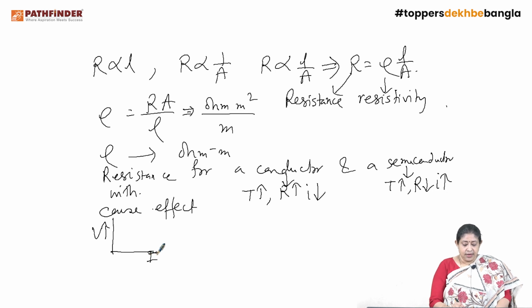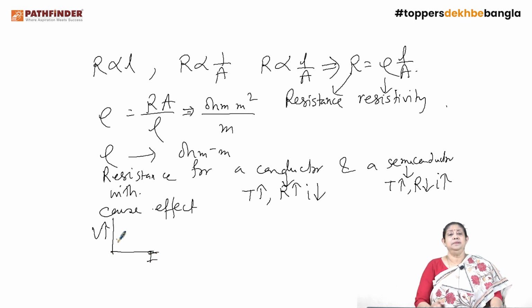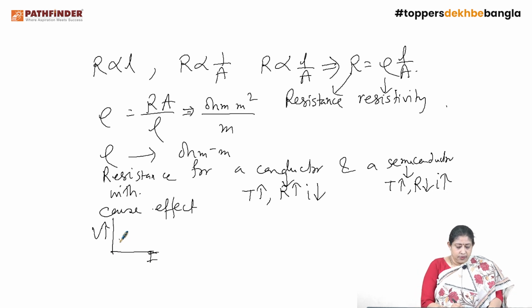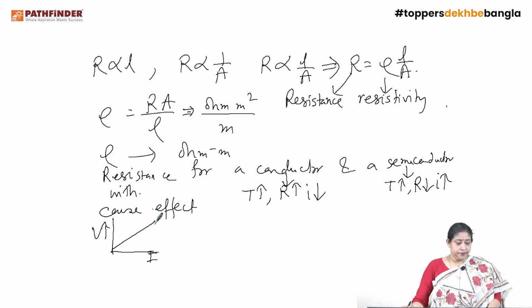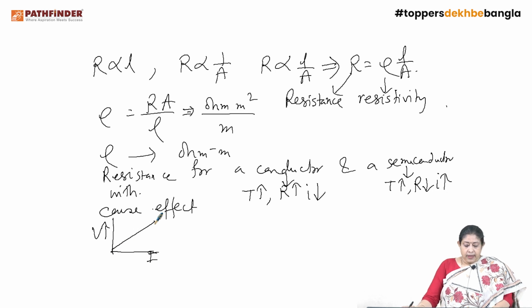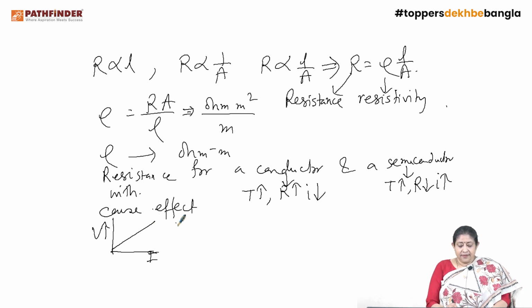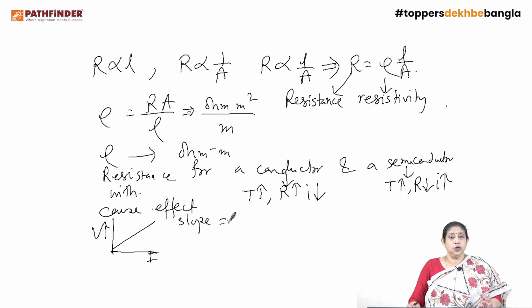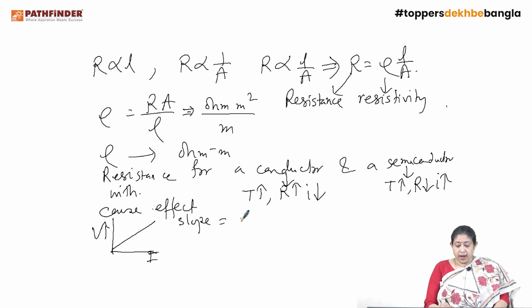As a result, for any ohmic conductor, meaning the conductor for which Ohm's law is valid, you have a straight line. Now, this straight line will have a certain slope. What do we mean by the term slope? Slope means the difference of the y coordinate, that is delta y, divided by the difference of the x coordinate.